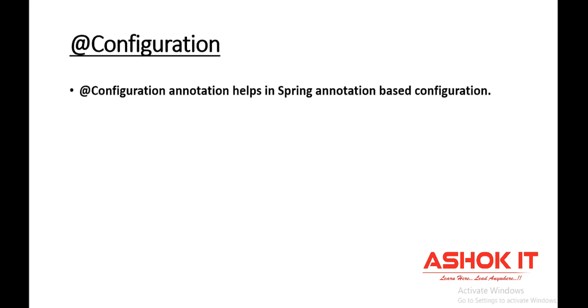Suppose you want to configure some beans, you want to configure a data source, you want to configure some other components that are required in our application. For that we can go for the @Configuration annotation. This is a class-level annotation. So to represent one Java class as a configuration class, we will use this @Configuration annotation.